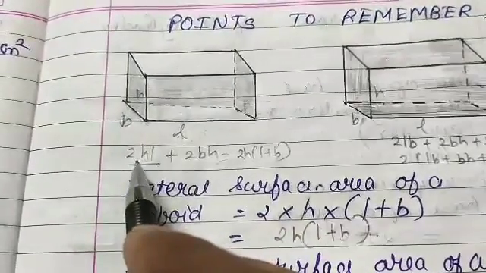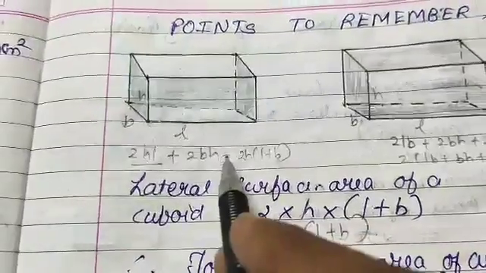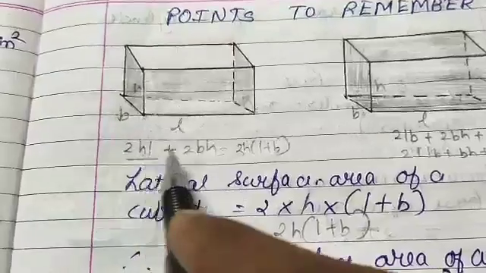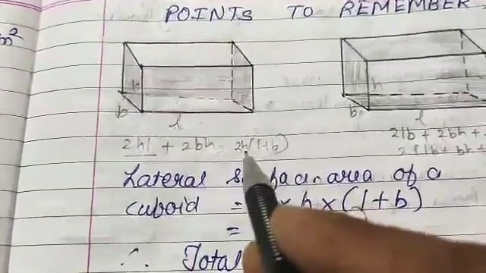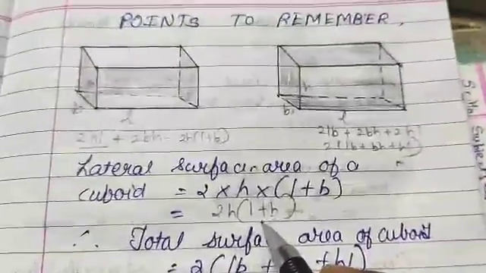Now here, dear student, what is common? 2 and 2 and H and H. So write down 2H, and what will be left inside the bracket? L plus B. So write down 2H(L plus B). This is how we get our formula.